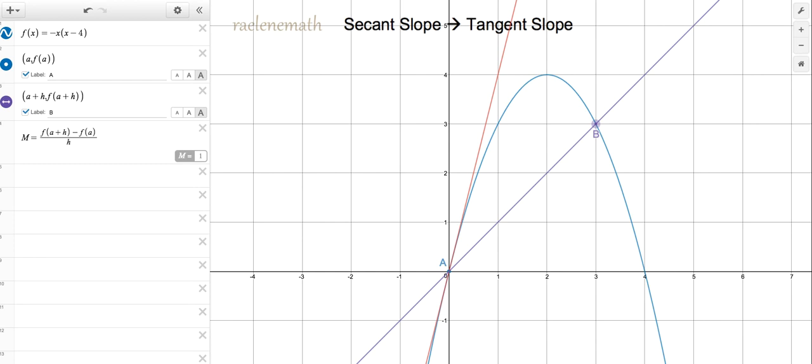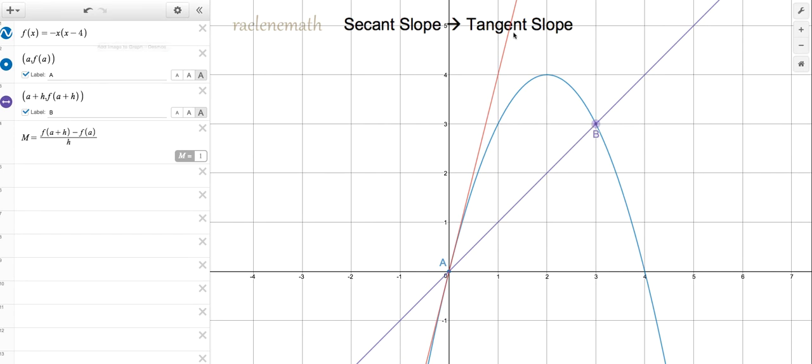In this video, we will see how the slope of a secant line can be used to build or determine the slope of a tangent line. So here we have a curve, a concave down parabola in blue, and we have point A currently located at (0, 0), and point B in purple, which is currently located at (3, 3).